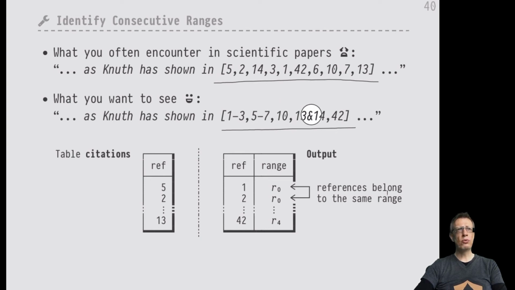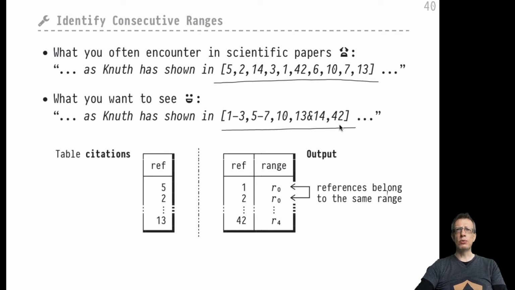But the 13 and 14, they form a mini consecutive range of just two papers. We could use a dash here. We could use a plus sign. We could use the ampersand sign here. That's just design. So this is much more reader-friendly and much more nice to look at.